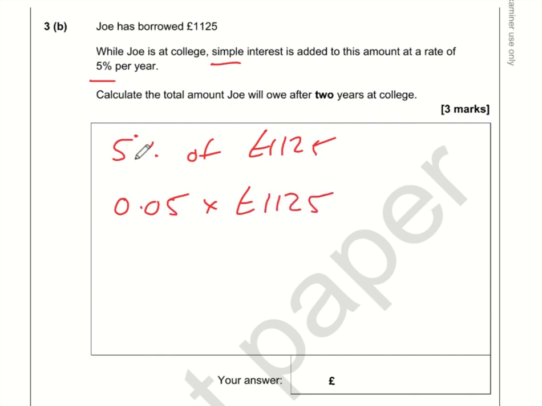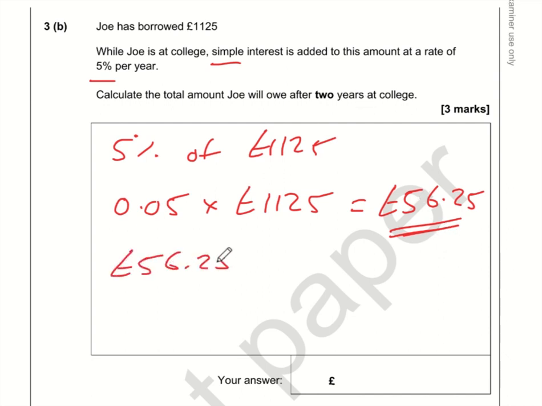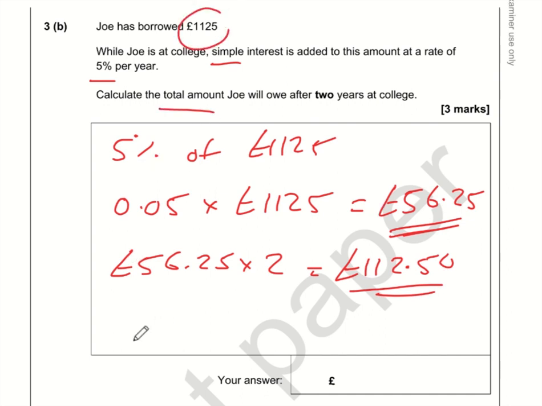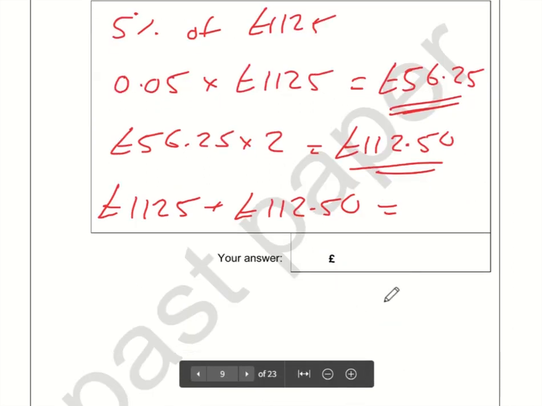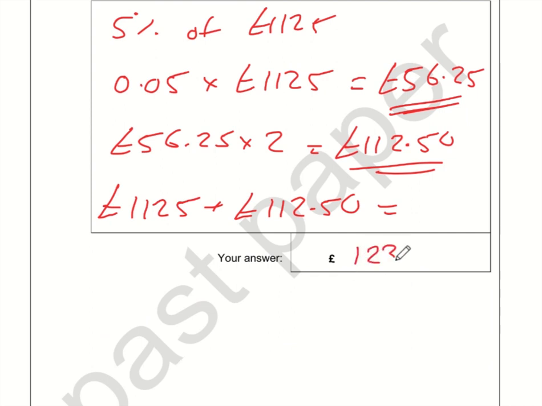So this is the percentage multiplier for 5%. And that comes to £56.25. So this is the interest he pays every year. So after 2 years, the interest is going to be £56.25 times by 2, and that is £112.50. So this is the interest he'll pay on top of the 1,125. It does say the total amount, so we want 1,125 plus the interest, and that comes to 1,237 and 50p.